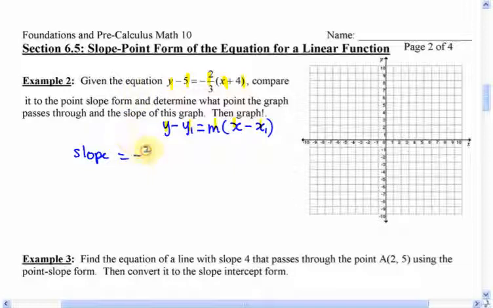Negative 2/3. Excellent. Now, the next one's a little bit trickier. What's the actual coordinates of the point? I want you to compare, and tell me what the x coordinate is, and also what the y coordinate is going to be. 5 and 4. Positive or negative? Negative 5, positive 4. Anybody else? 4 and negative 5. Anyone else?